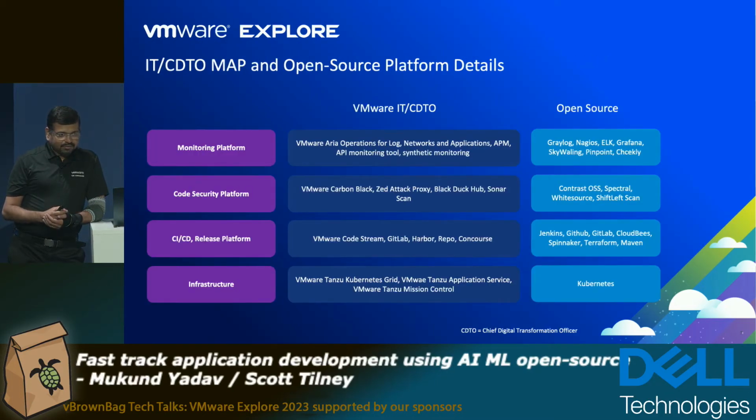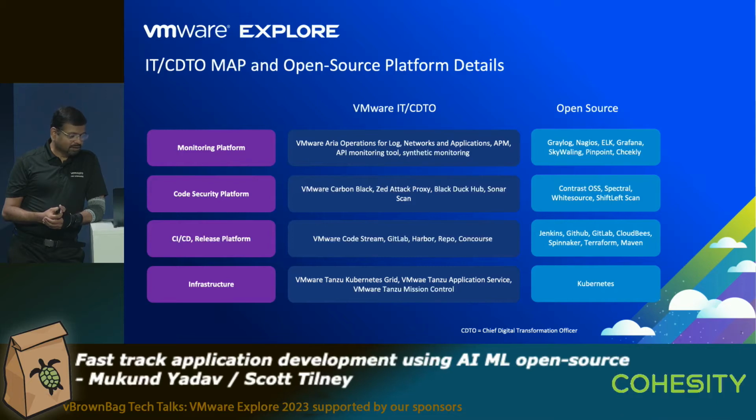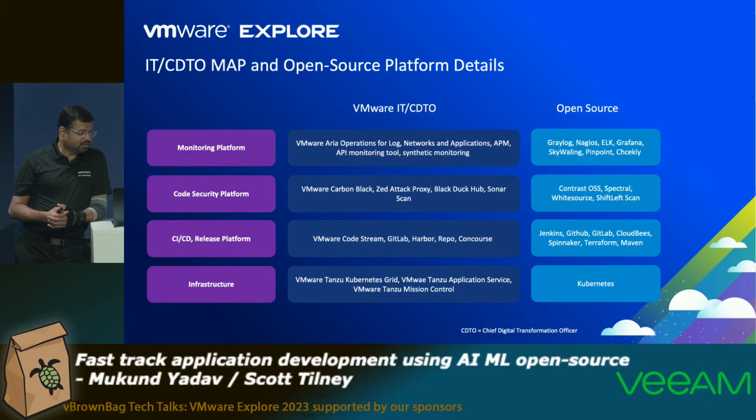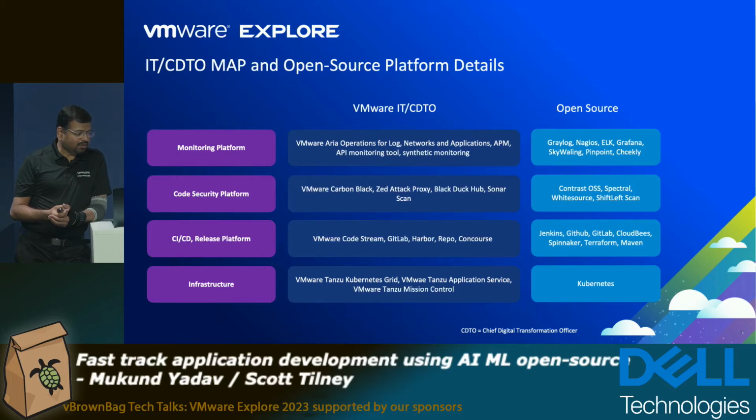On the VMware IT side, we have divided the platforms into four generic sub pillars. One is the underlying infrastructure, wherein we are using Kubernetes-based platforms, PCF and TKG, as the foundation. Then for CI/CD, Aria Automation is used. Aria Code Stream is also used. On the code security side, various tools are used. I have depicted two things: what is used in VMware IT, as well as the equivalent open source tools we can use. And then, of course, last but not least, the monitoring side.